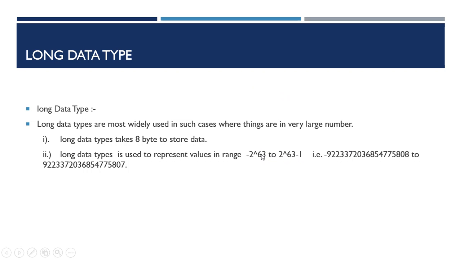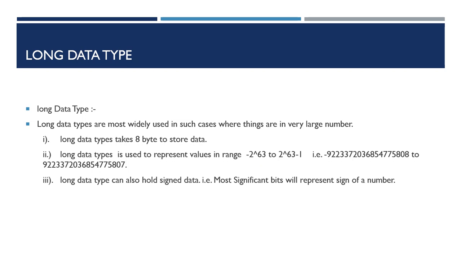There are 8 bytes, so it means we have 64 bits to represent a number, out of which 63 are used to represent the number and 1 bit is used for the sign. That is the most significant bit that is used to represent the sign of a number. It can be positive or negative. So this is the range for it, and how much memory it takes, as we discussed.